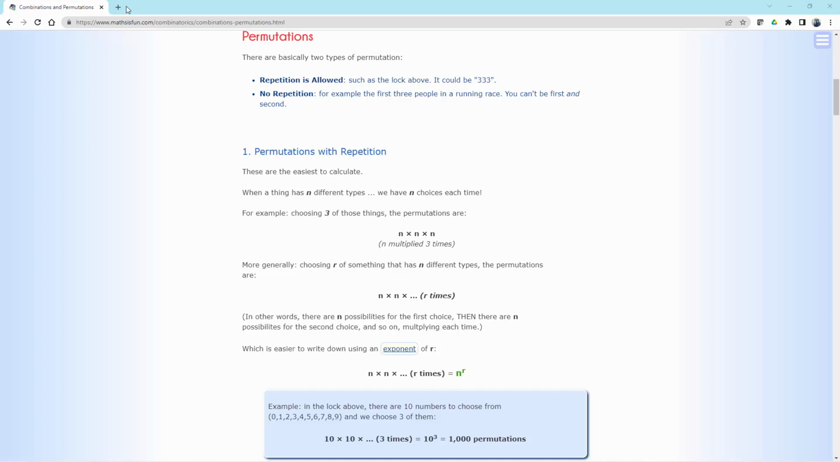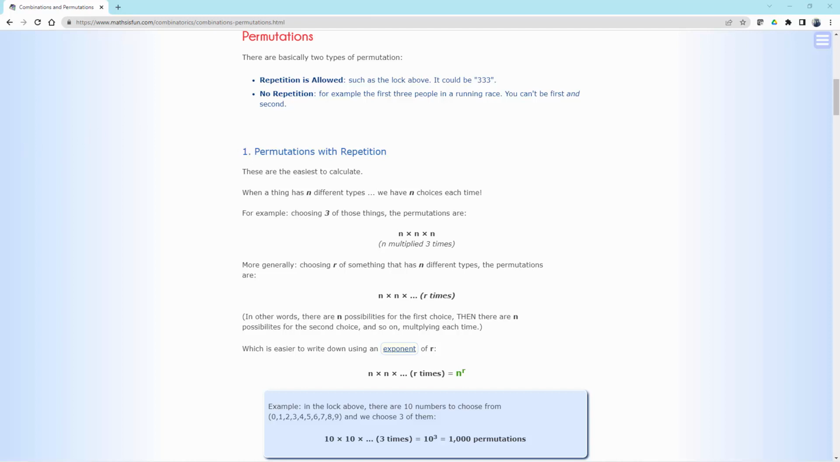Now, we can look at this too, and you're thinking, well, each of our dials here has the same range of numbers, right? Each of them can be between 0 and 9. For permutations with repetition, it doesn't always have to be that way, but this is the easiest one to illustrate.